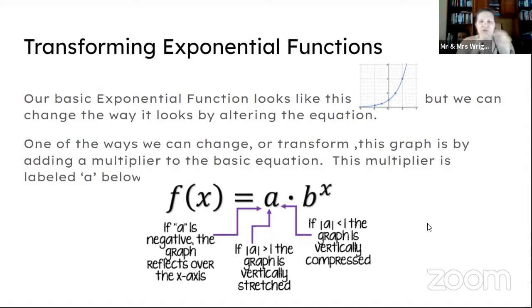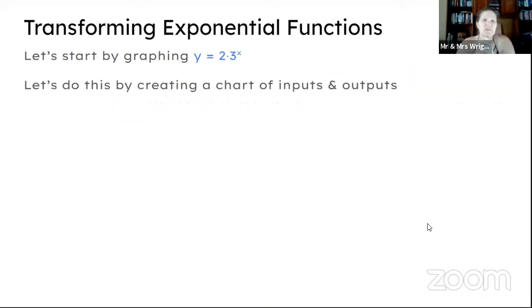So those are the three ways that this a can transform the graph. However, you can actually combine them. You can have a negative, not just a -1, but like a -2, and that would have the reflection as well as the vertical stretching. Let's start off by graphing y equals 2 times 3 to the power of x. Let's do this by creating a chart, just like we've done in the past.